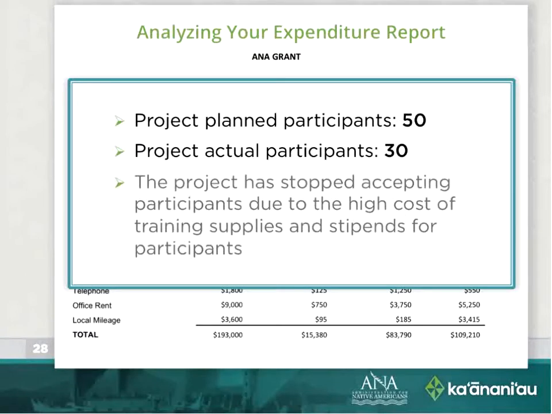Well, first let me tell you what's going on with this program. One, they plan to have 50 participants. They only have 30 because they're having their costs for the participant stipend and for the training supplies far exceed what they had originally planned. So that's kind of our scenario here, you guys. So that's why I'm looking at this budget to see what I do at this point.